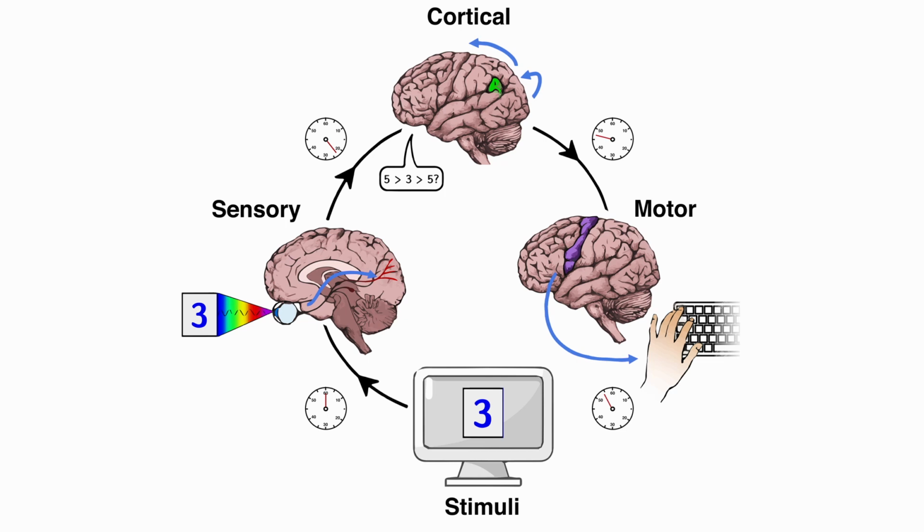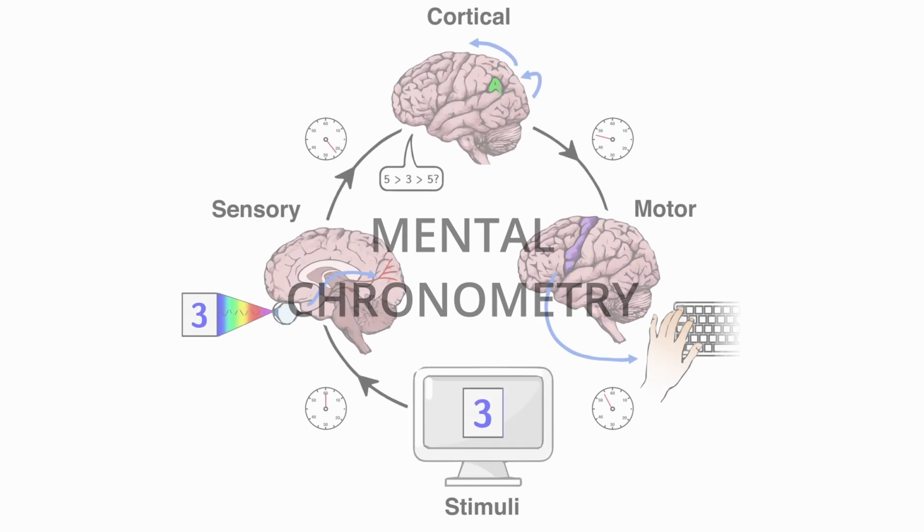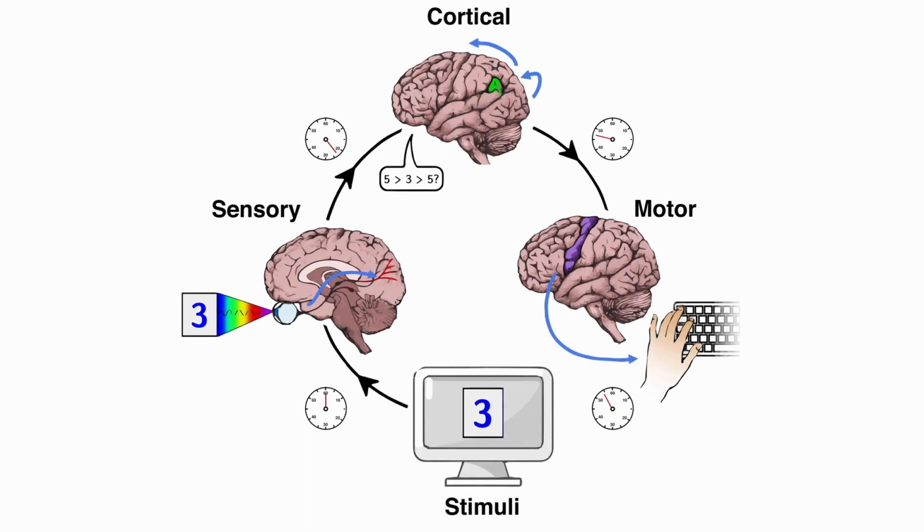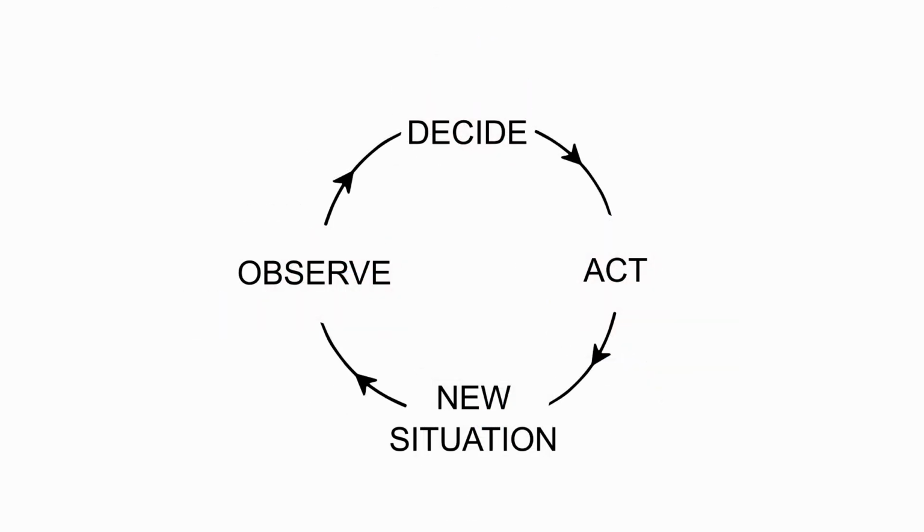The longest stage is typically the cortical stage, where you're mentally processing everything and making a decision. And the scientific study of reaction time is actually called mental chronometry. Now, reacting to a situation changes the situation itself. Your actions have an effect on the world around you. So now you have a slightly different, a new situation, and you have to make new observations and new decisions. And this means these 3 stages actually occur in a sort of loop.